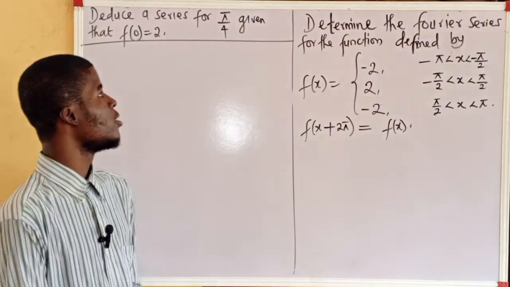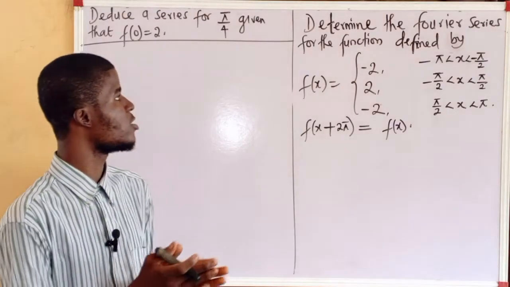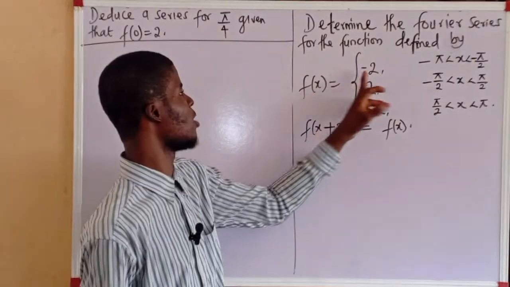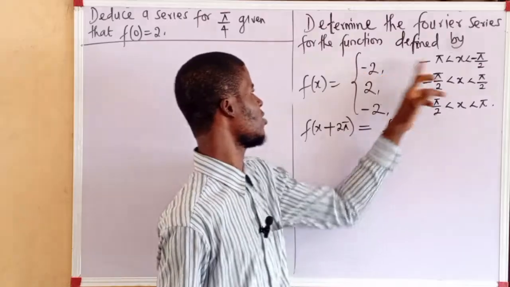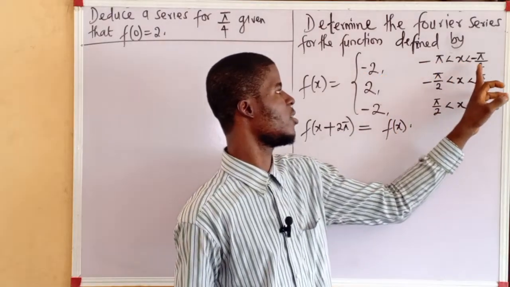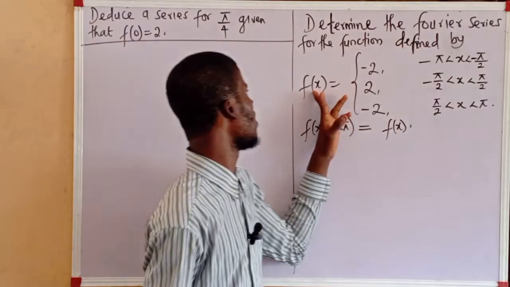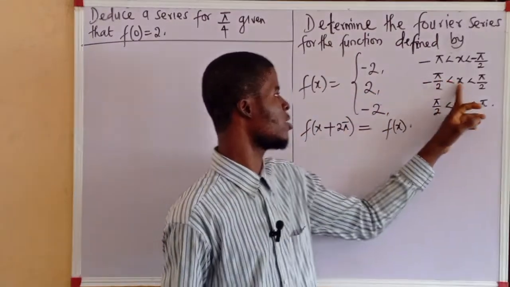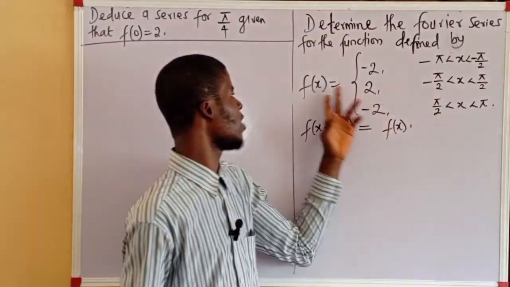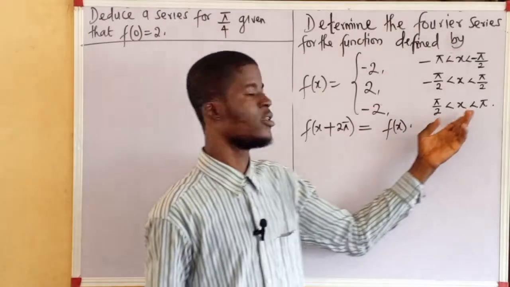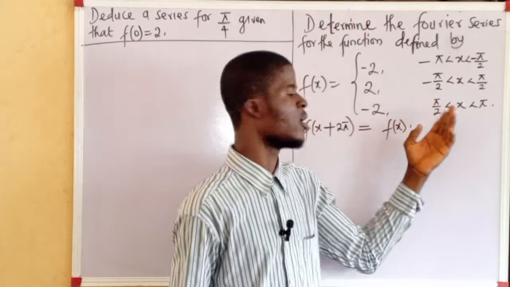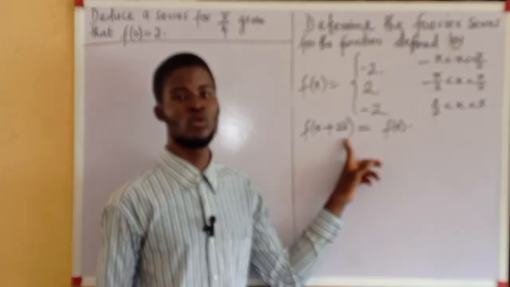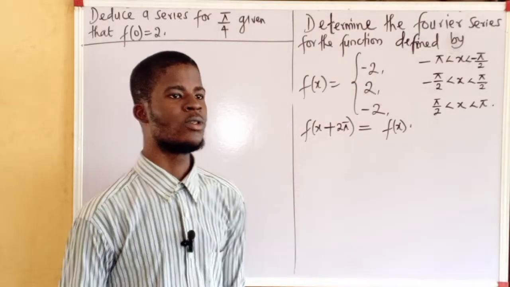Okay, the question says that we should determine the Fourier series for the function that is defined by f of x equal to -2 over the interval negative pi less than x less than minus pi over 2, f of x equal to 2 over the range minus pi over 2 less than x less than pi over 2, and f of x equal to -2 in this interval, pi over 2 less than x less than pi. And the function has a period of 2 pi. Okay, so let us start.